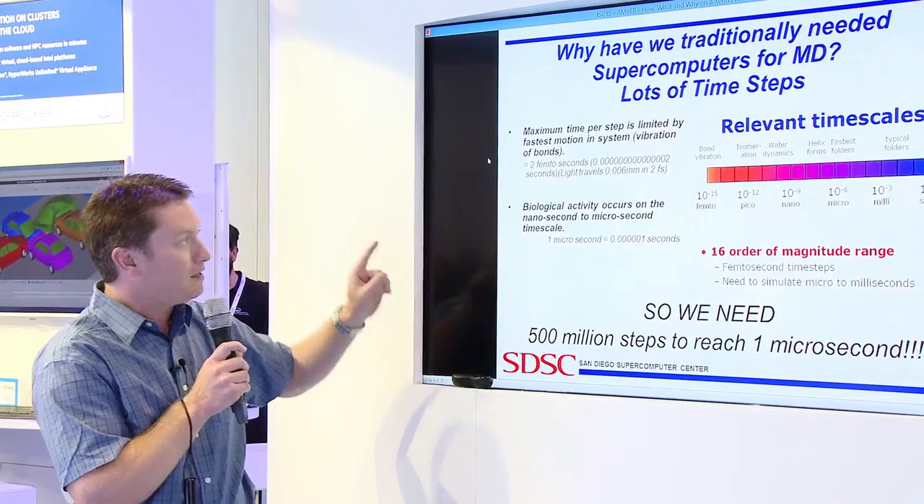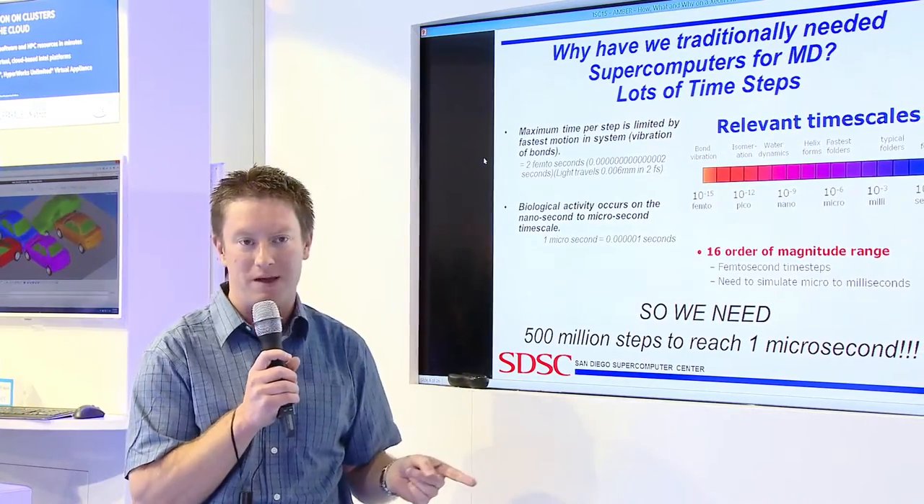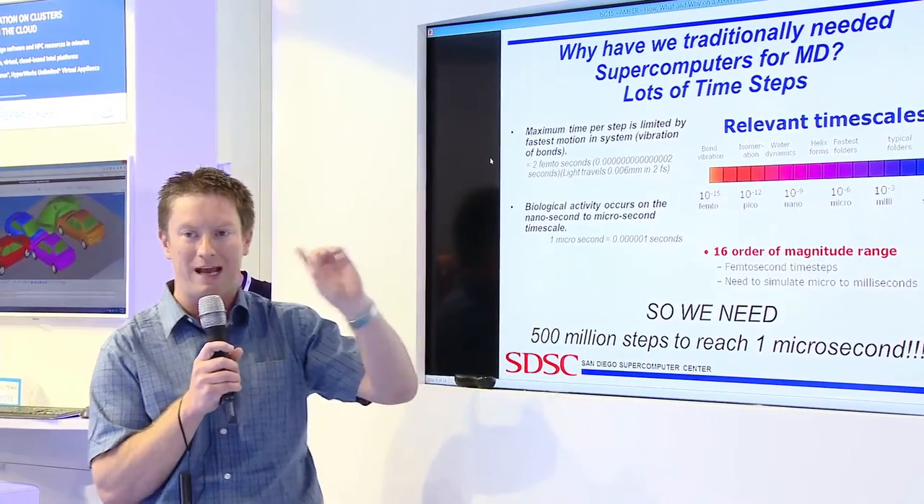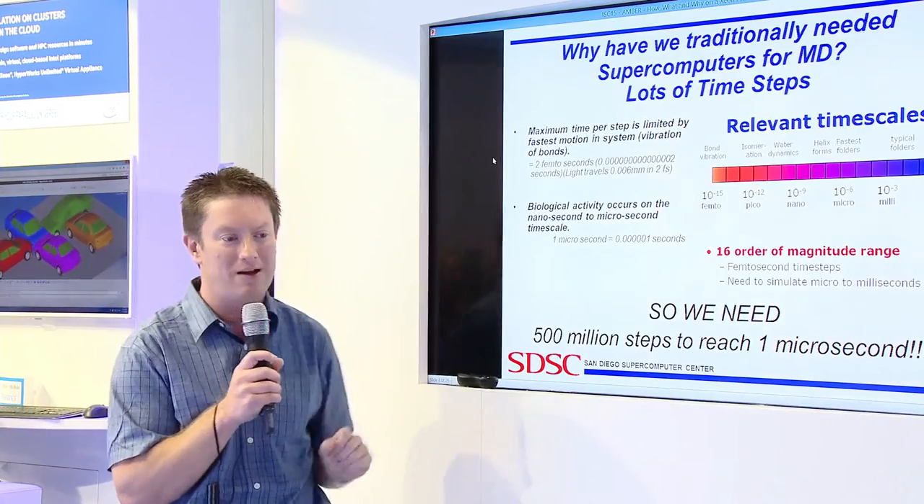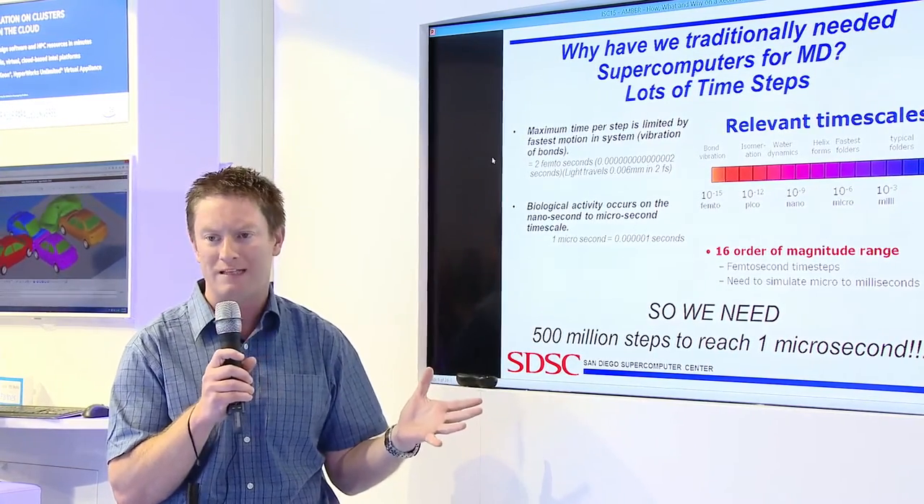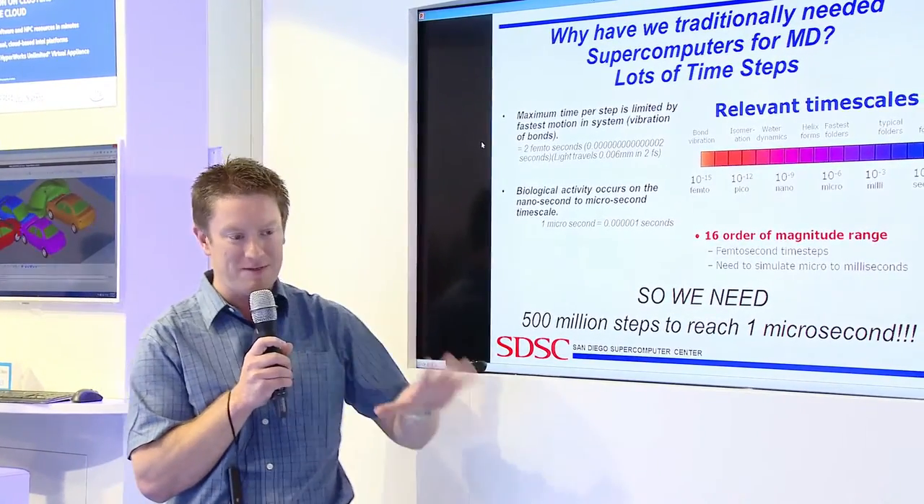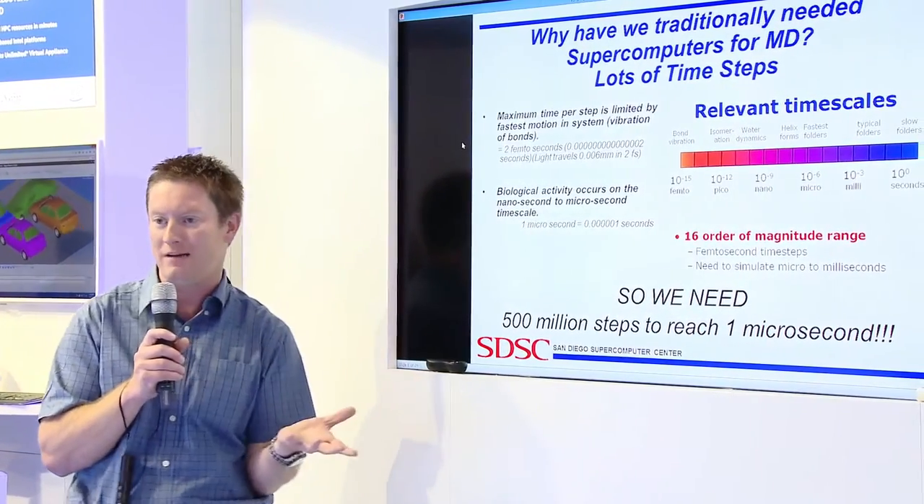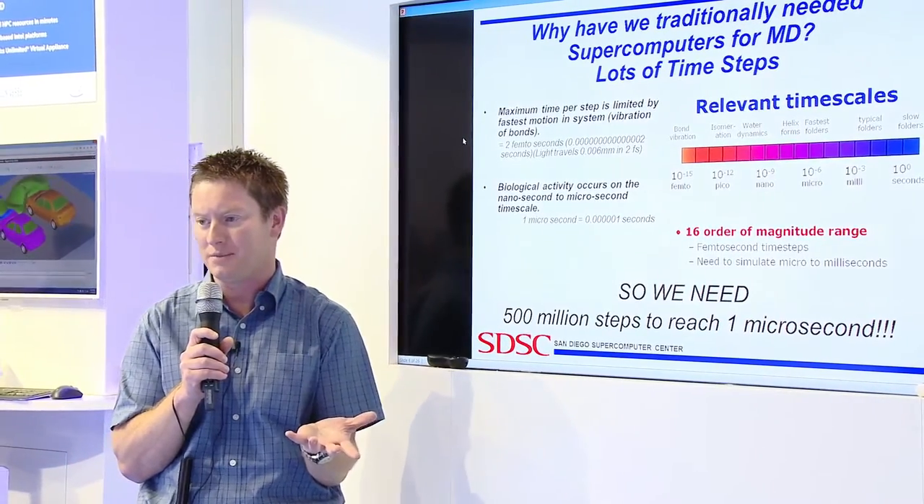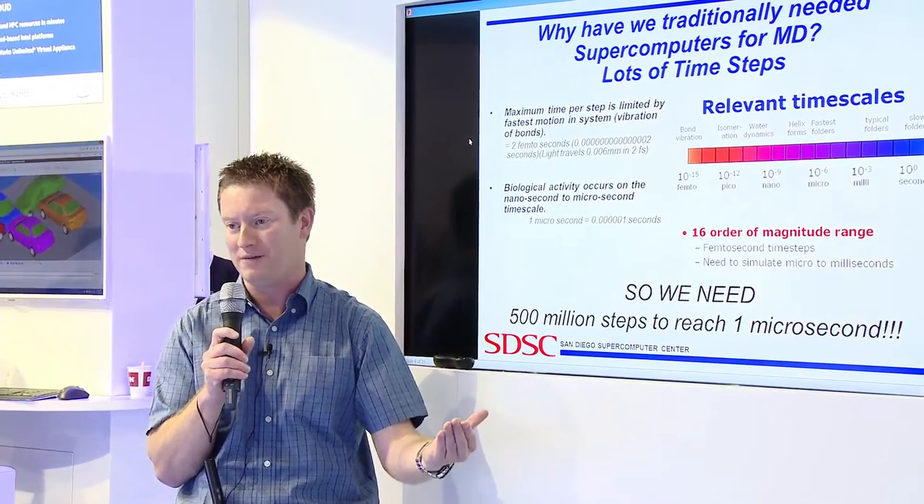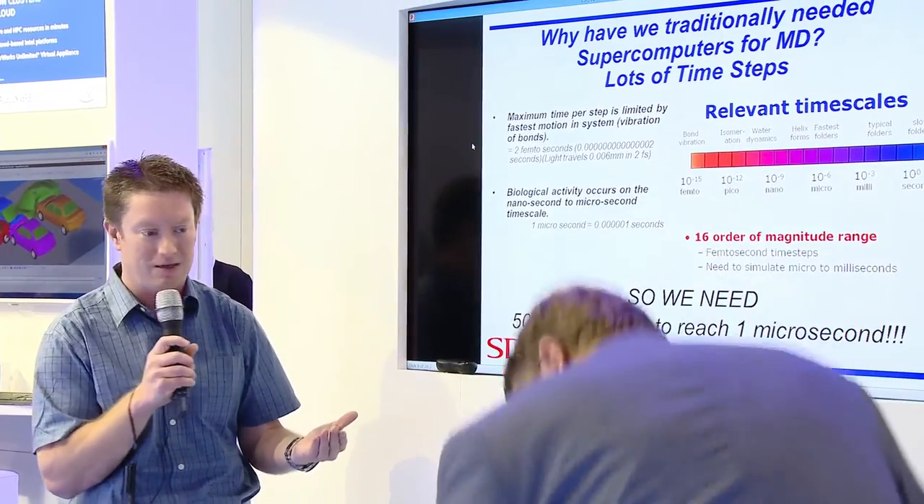But the real problem comes that we need lots of time steps, right? So on a single step, for a single snapshot, we would calculate the interaction of all of the atoms in the system, right? That gives us an energy and it gives us a gradient of that, which is the forces on all of those atoms. And then we need to propagate that system through time to understand how it's going to evolve.